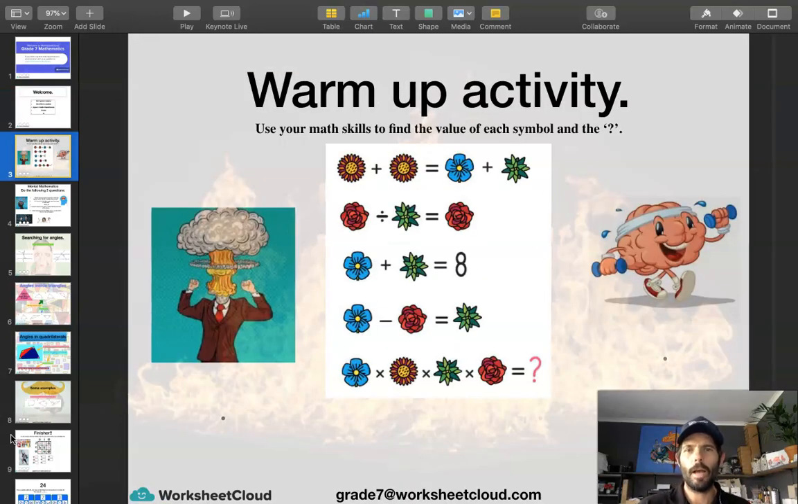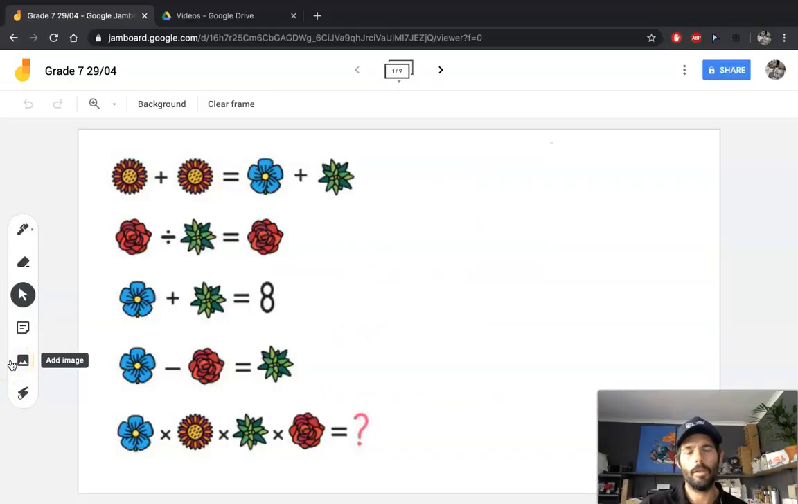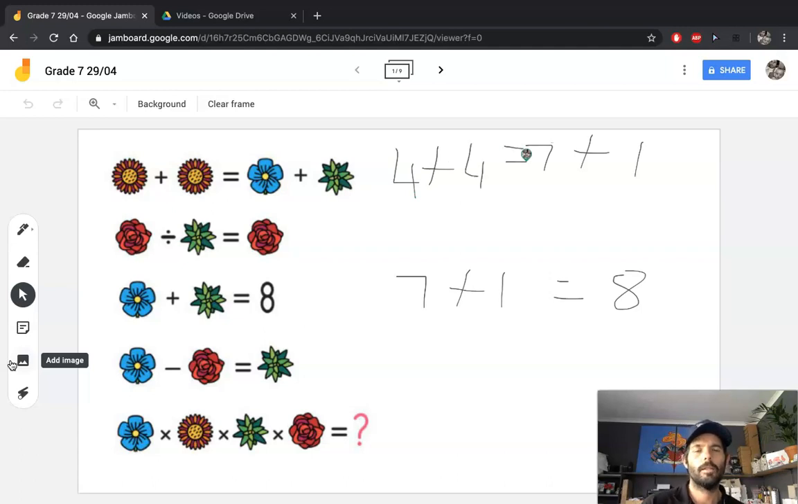Okay, so there are a whole bunch of flowers. Work out the value of each flower using your math skills, and then let me know what the question mark is at the end. I did trial and error in this activity. It took me more than one go to figure it out. I tried 7 plus 1 equals 8. Then I used 7 at the top, and I used that 1 again. So those flowers must be 4 plus 4, which is 8, equals 7 plus 1.